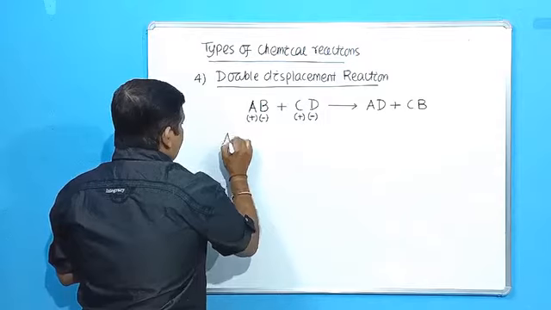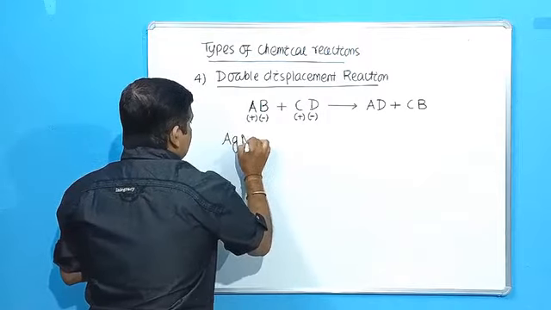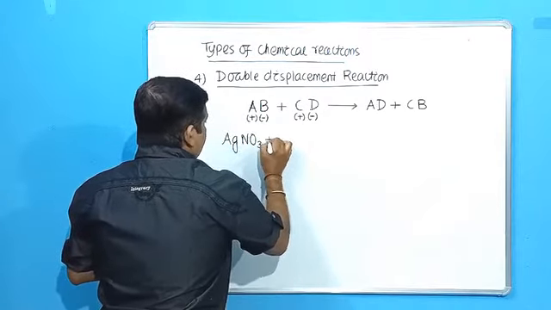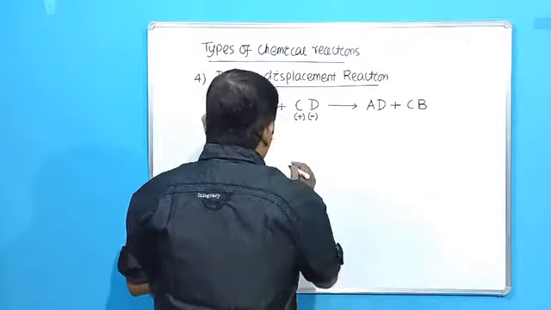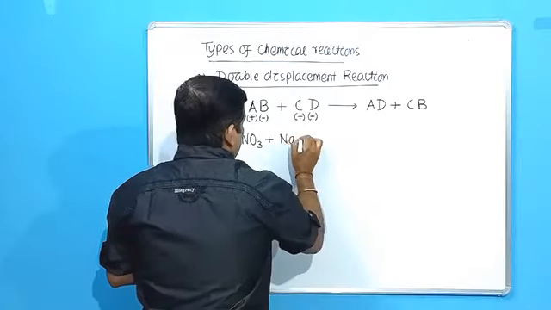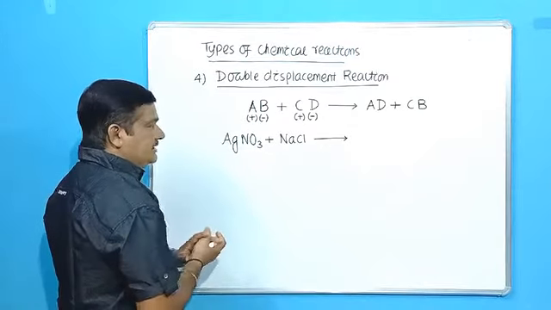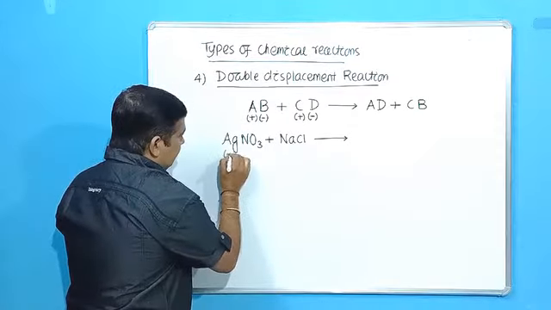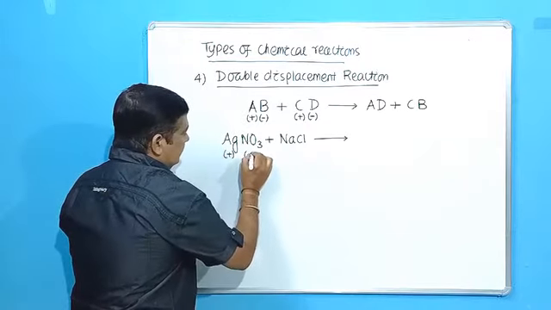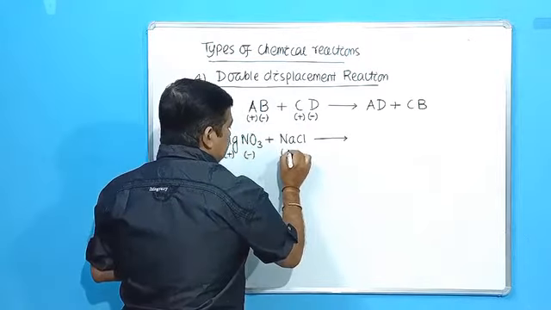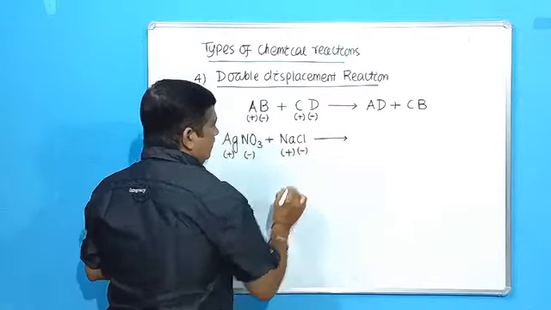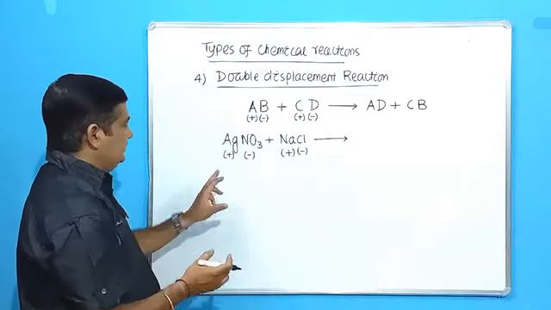We will take the case of silver nitrate, AgNO3, plus sodium chloride. Let us see what will be the product. You can predict the product. What is the positive part here? Now here the positive part is silver. This is the negative part. Here the positive part is sodium. The negative part is chlorine. So these two will interchange their position.